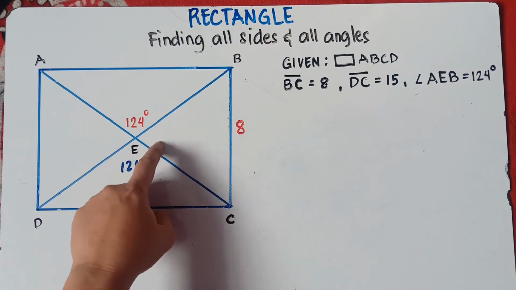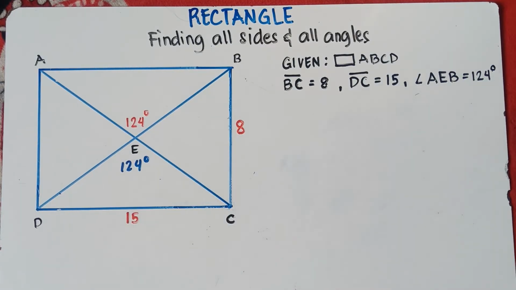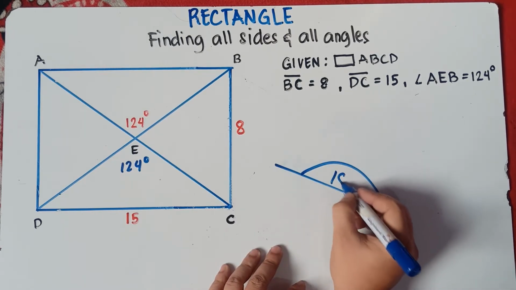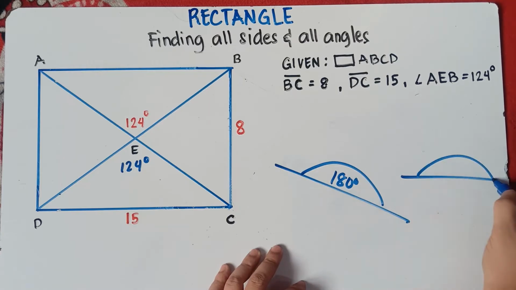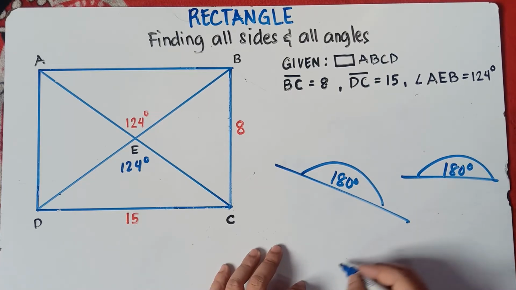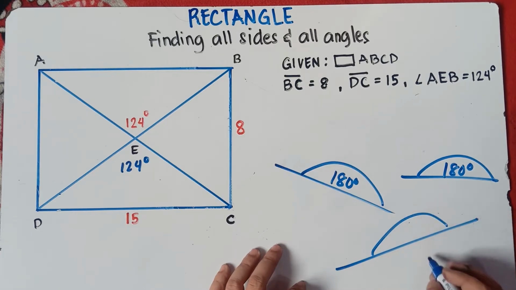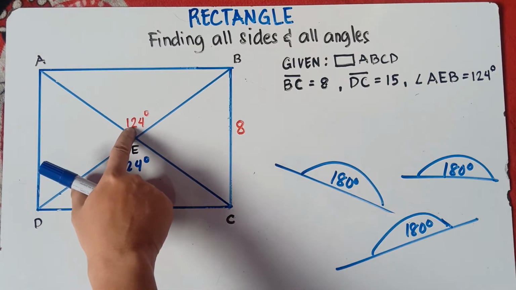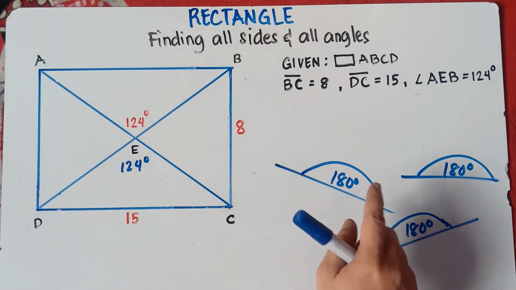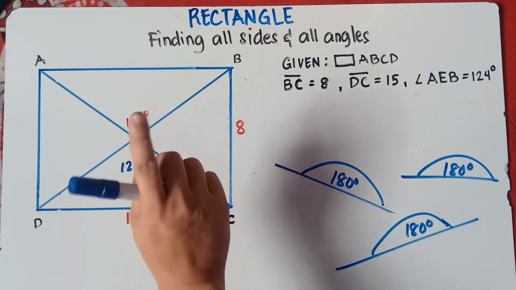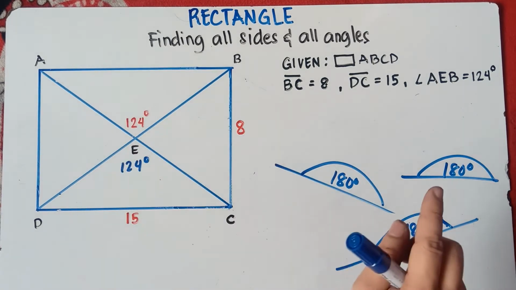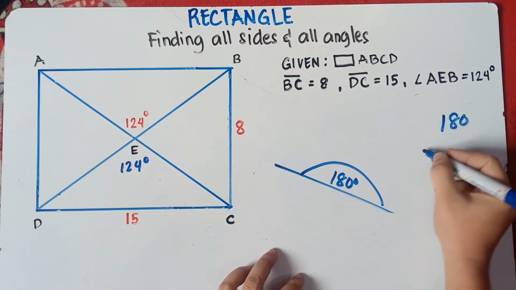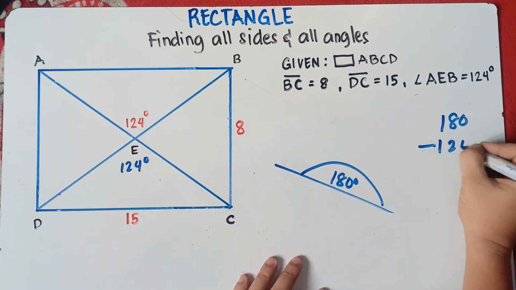Now, to get the measure of this angle, you need to recall the straight angle. If you have a straight line, the measure of that angle, class, should be 180 degrees. Any straight line, class, should be 180 degrees. So if this is 124, we subtract this 124 from 180 so that we can get this angle, because this angle plus 124 would be equal to 180. So this will be 180 minus 124.